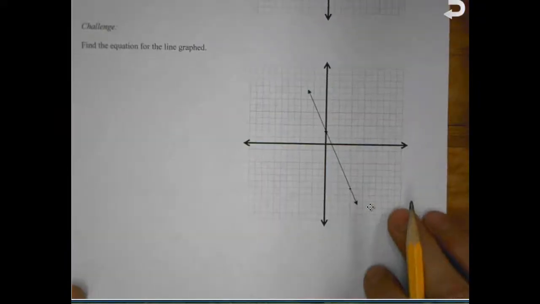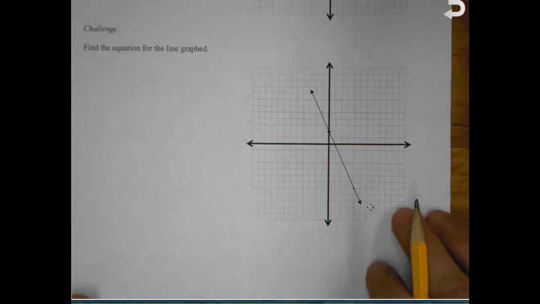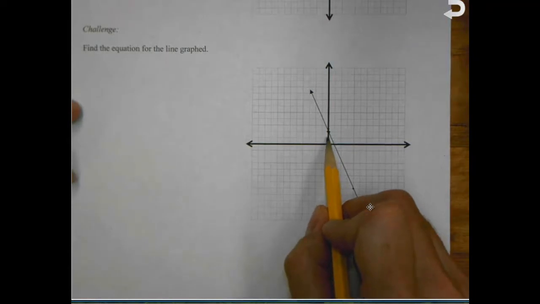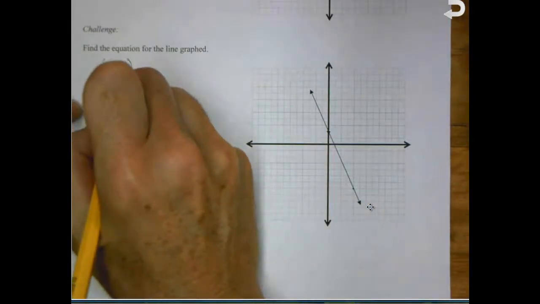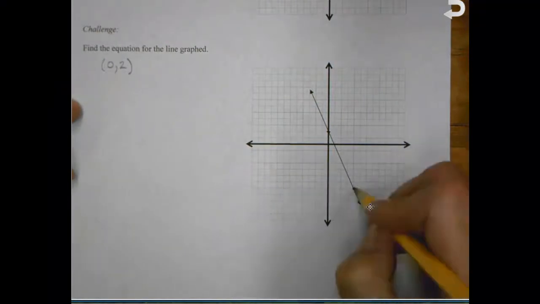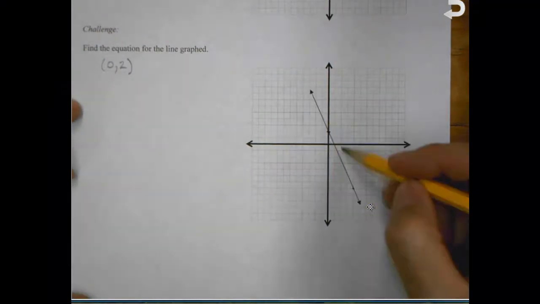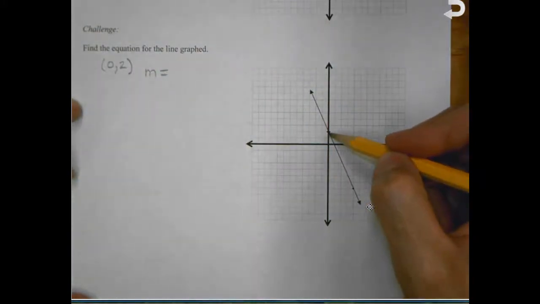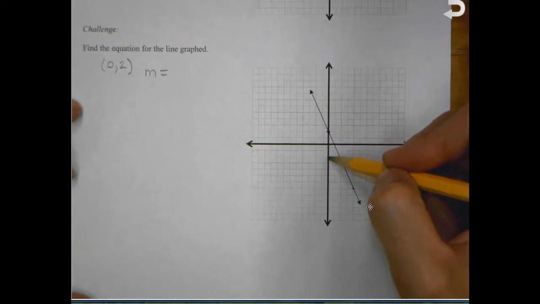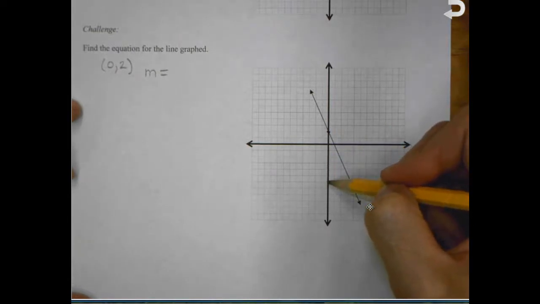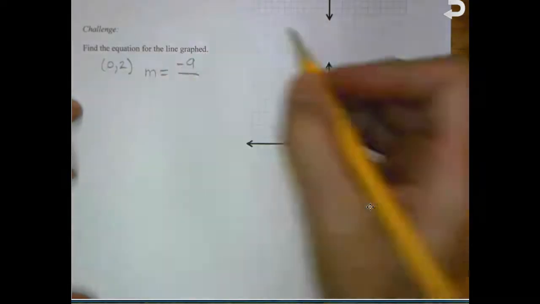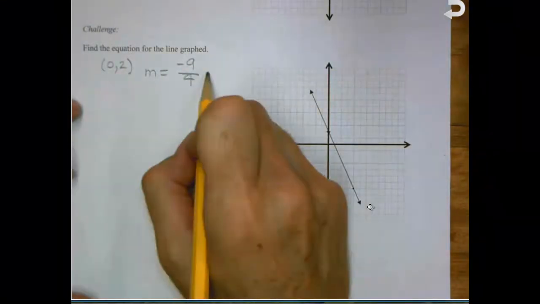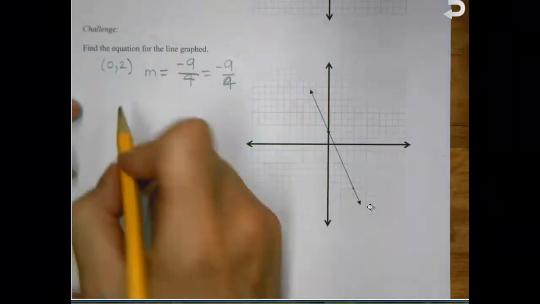The last one, see if you can figure out the challenge problem. My y-intercept is (0, 2). And from there I want to figure out what is this slope. I can tell by looking that it's negative. So I should expect to have a negative slope. Negative 1, 2, 3, 4, 5, 6, 7, 8, 9. So negative 9. 1, 2, 3, 4. Positive 4. And this just can be written as negative 9/4.